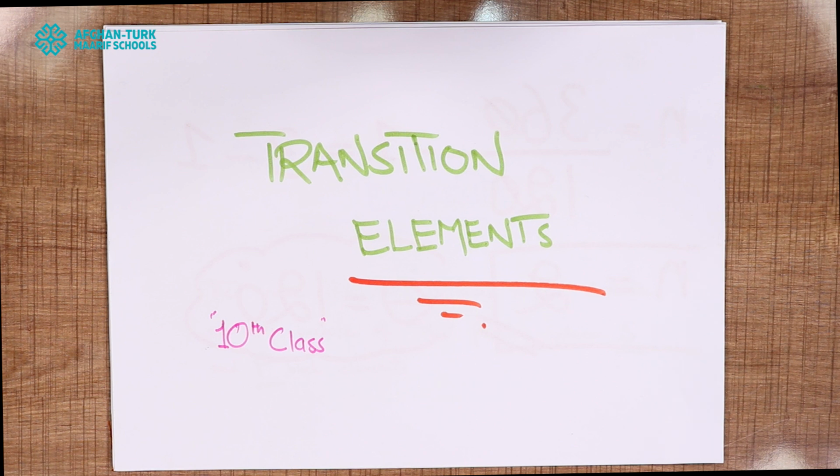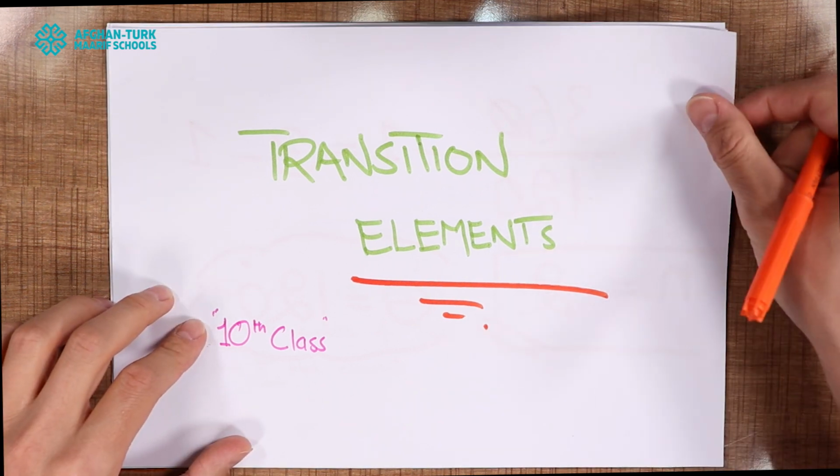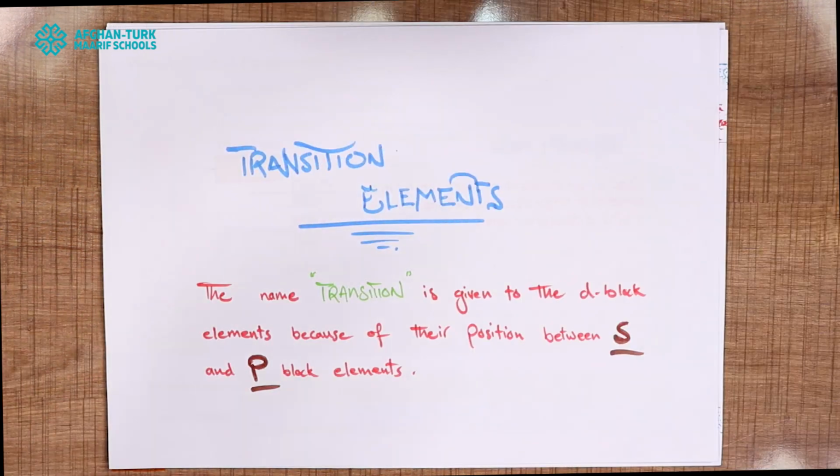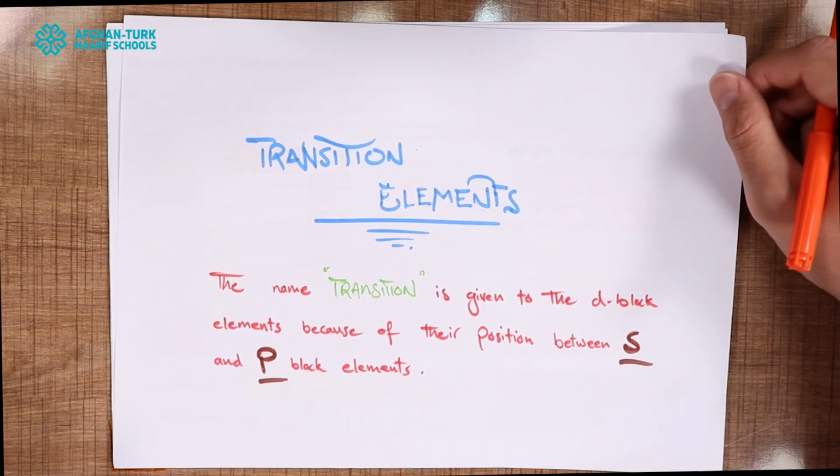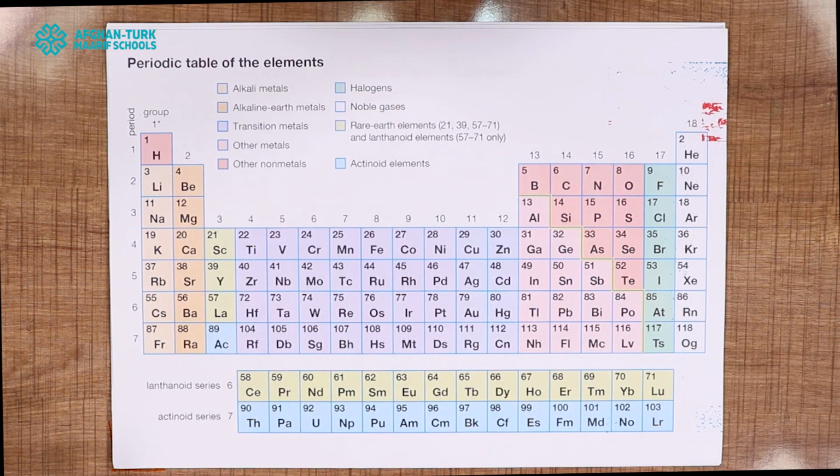Today we are going to study transition elements. Okay, first of all, let me define what the transition elements are. The name transition element is given to the D block elements because of their position between S and P block elements. Or we can say that transition elements are elements that are located between S block and P block elements in the periodic table. Let me show you where the location of these transition elements is.